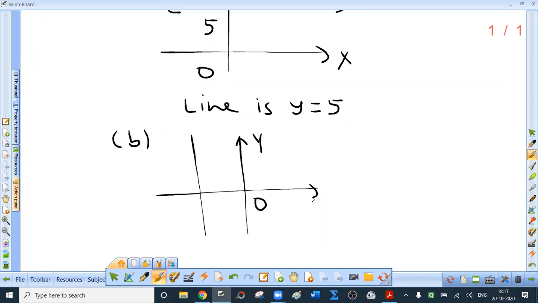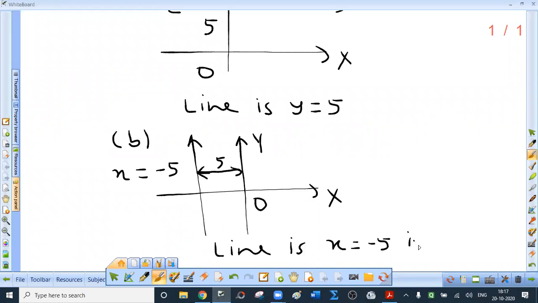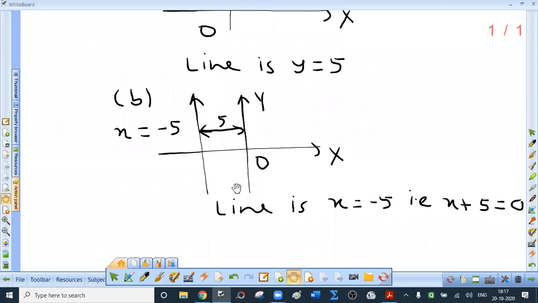This is the y-axis. Now a line parallel to the y-axis is of the type x equal to constant. Now the distance is 5, true, but it is to the left of the y-axis, right? So the equation is x equal to minus 5 or x plus 5 equal to 0. So what is the equation of the line? x equal to minus 5, that is x plus 5 equal to 0. While discussing conic sections, that is parabola, ellipse and hyperbola, we come across such lines.